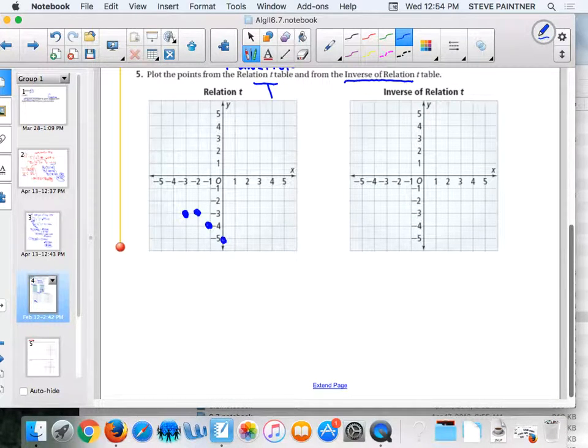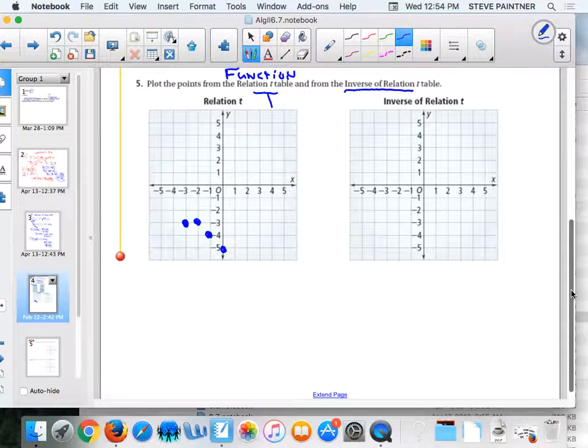What does the inverse look like? Can somebody read those points to me? The inverse ones? Yeah. (-5, 0). (-5, 0) is here. (-4, 1). Okay. (-3, 2). Yep. (-3, 3). All right. So plot the points. And here's the deal. This is relation t.